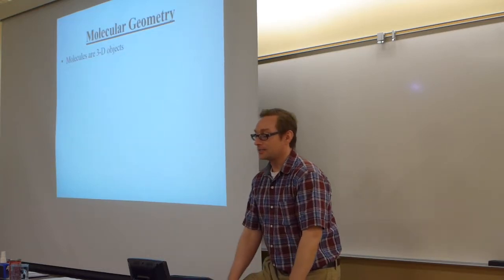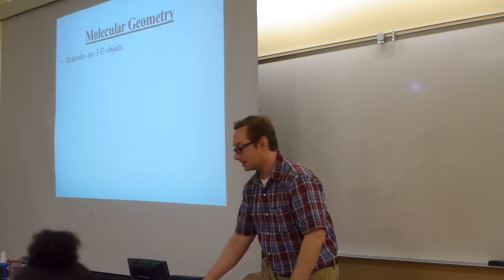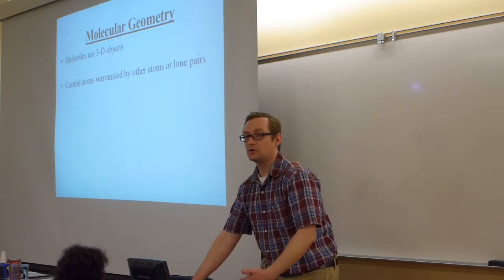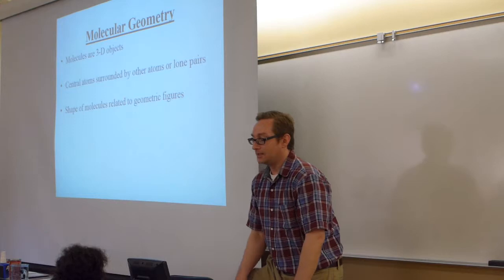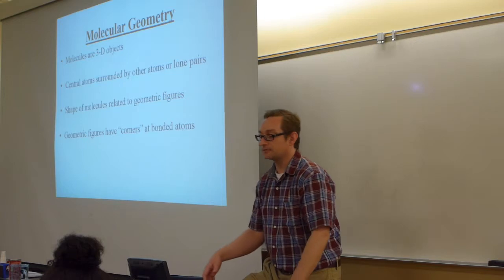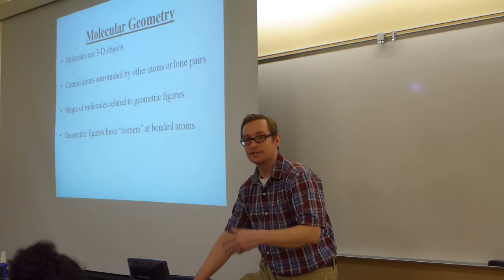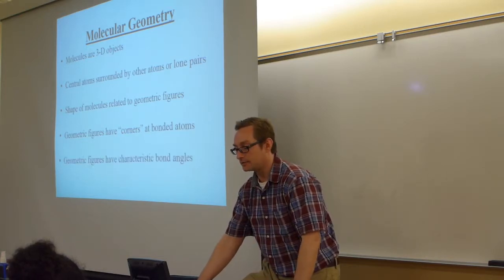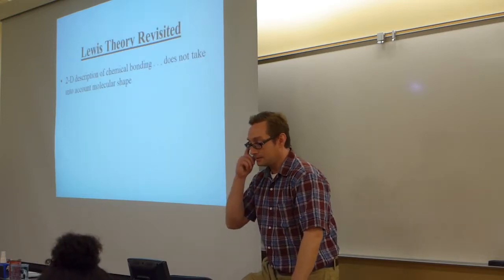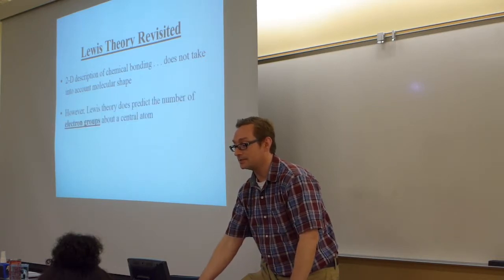Okay, so molecular geometry refers to the 3D structure of a compound. Central atoms are surrounded by other atoms, or they're also surrounded by lone pairs of electrons. The shape of molecules is related to geometric figures. If you think of the geometric figures having corners where the atoms reside, you can come up with structures like tetrahedrons and trigonal planes, things you might remember from Chem 107. And these different shapes have different bond angles too. Lewis structures are two-dimensional representations of a compound, but they don't take into account the shape.